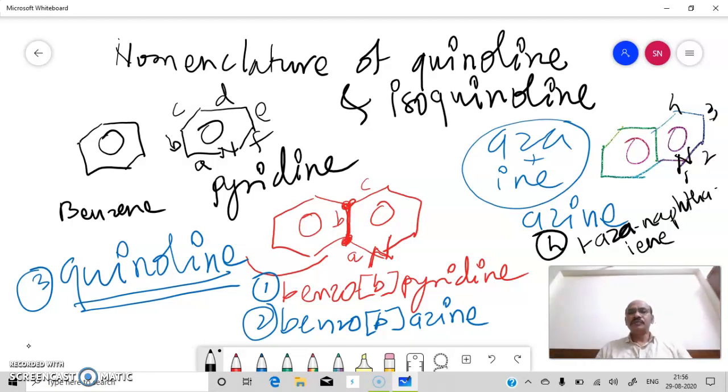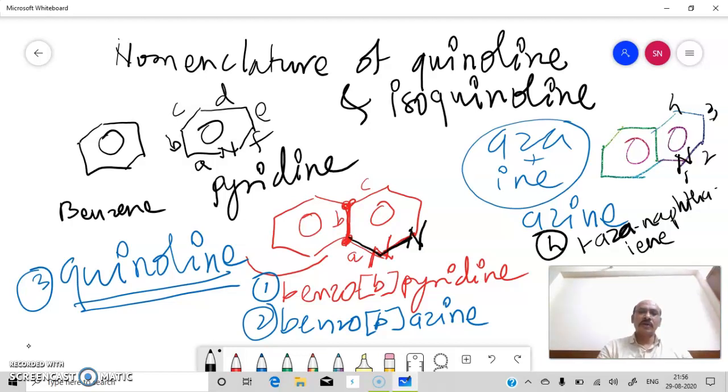If you learn quinoline properly, for isoquinoline, you have to do little modifications. With respect to position of nitrogen, there will be the difference, and that difference we will see here. What changes am I doing? See, this nitrogen I am moving from position 1 to position 2.